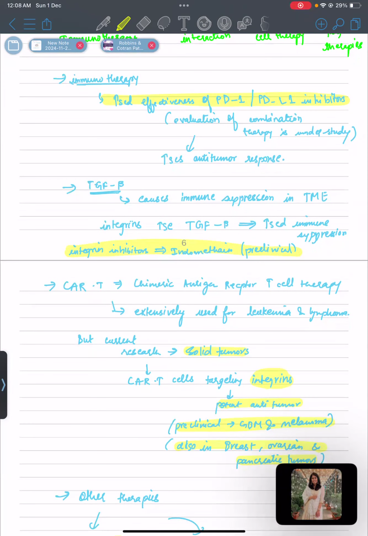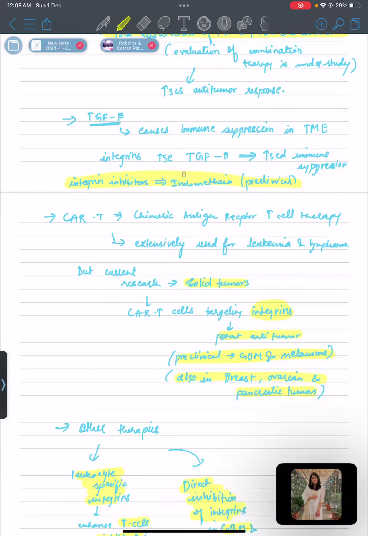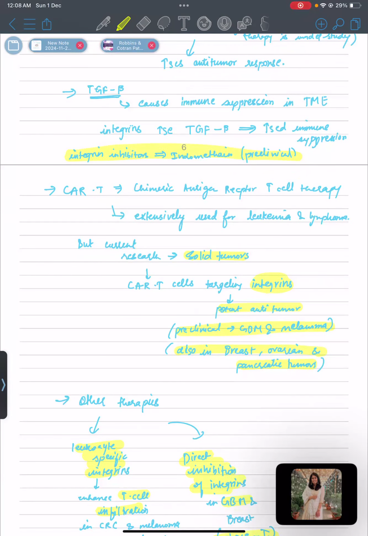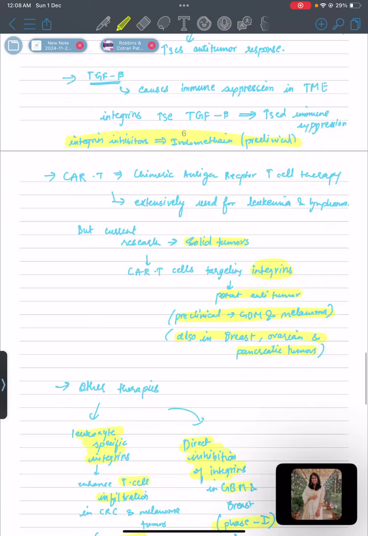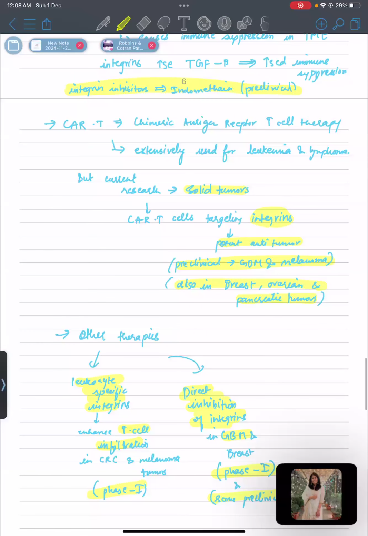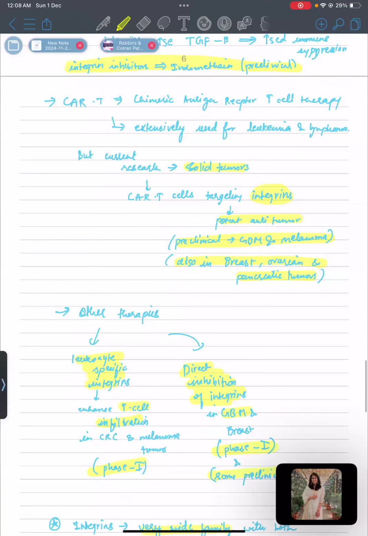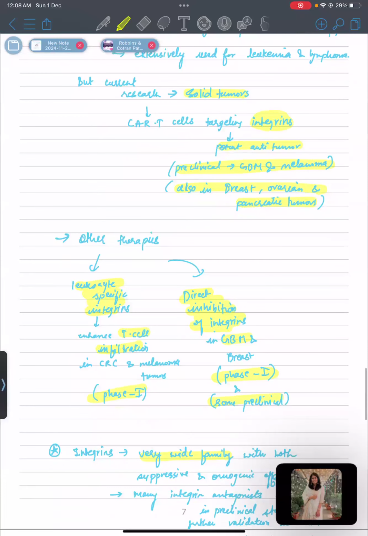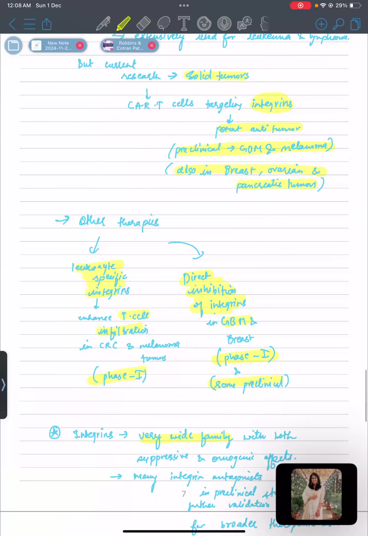So one of the integrin inhibitors which has been studied in preclinical stages is indomethacin, and after this we have CAR T cell therapy, which is chimeric antigen receptor T cell therapy, which you might know is used in leukemia and lymphoma. But the current area which is under development is for solid tumors, and specifically CAR T cells targeting integrins as a potent anti-tumor response. And preclinical stages include GBM and melanoma, and phase 1 trials are in breast, ovarian, pancreatic tumors.